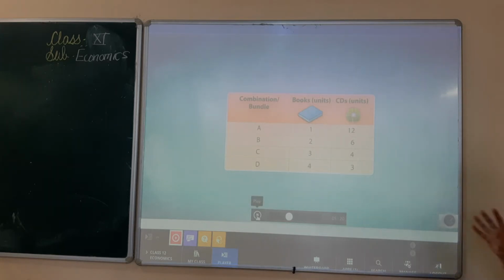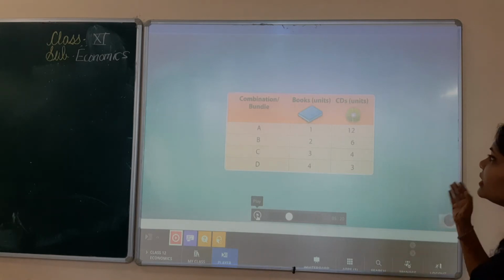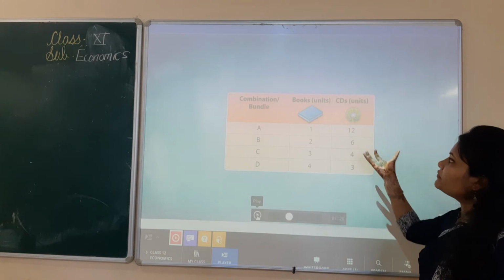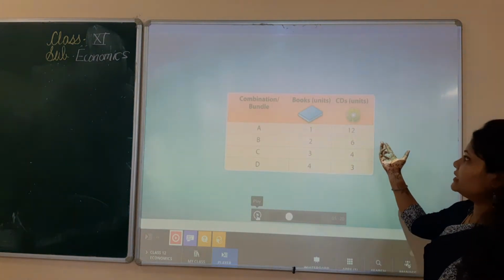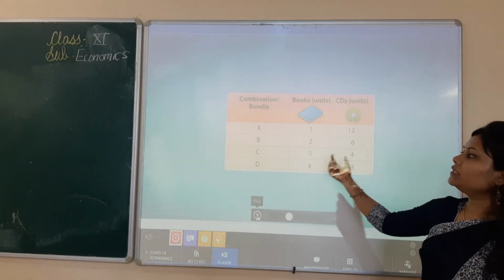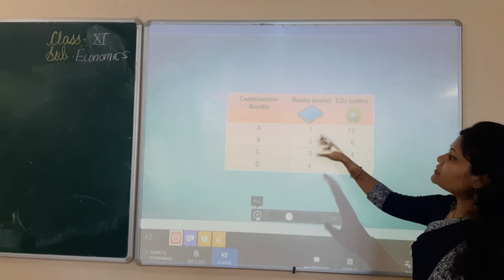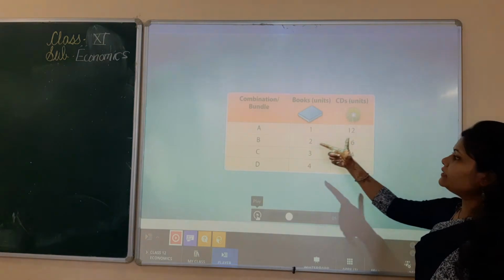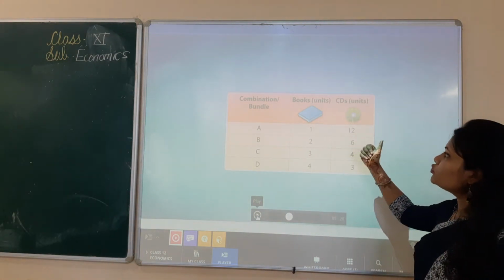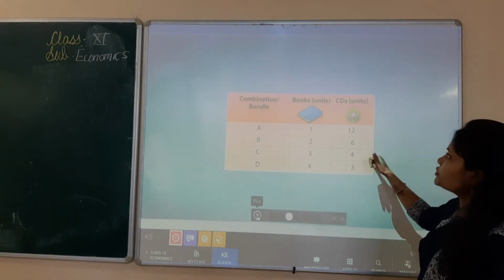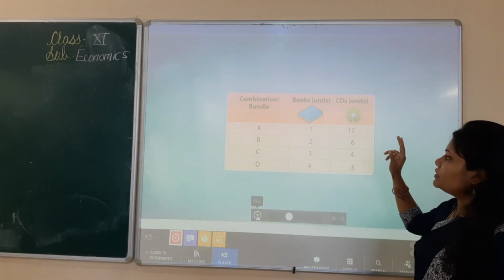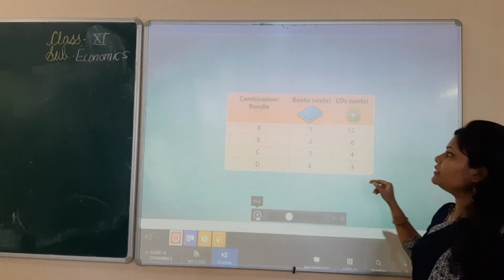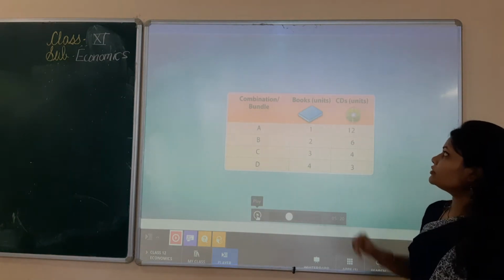Yes, so now whatever the limited money we are having, there are the different combinations A, B, C, D, in which there are different ratios of books and CDs. In combination A, I can purchase 1 unit of book and 12 units of CD. Then in option B it is 2 units of book and 6 units of CDs. In combination C there are 3 units of book and 4 units of CDs, or in D it is 4 units of book and 3 units of CDs.